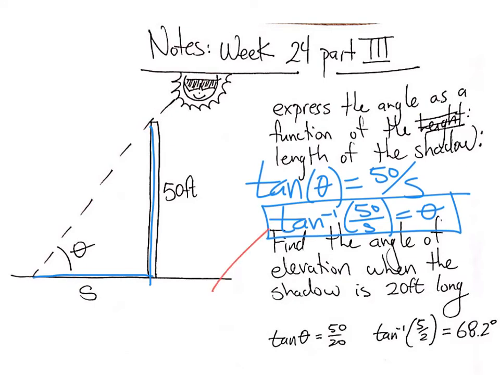So we can use this formula to solve our second part of the question, find the angle of elevation, theta, when the shadow is 20 feet long. So, inverse tangent, I think I have this written right here. So if tangent of the angle is 50 over 20, then the inverse tangent of, and I reduced a little bit to get 5 over 2, and we should get something like 68.2 degrees. Alright.